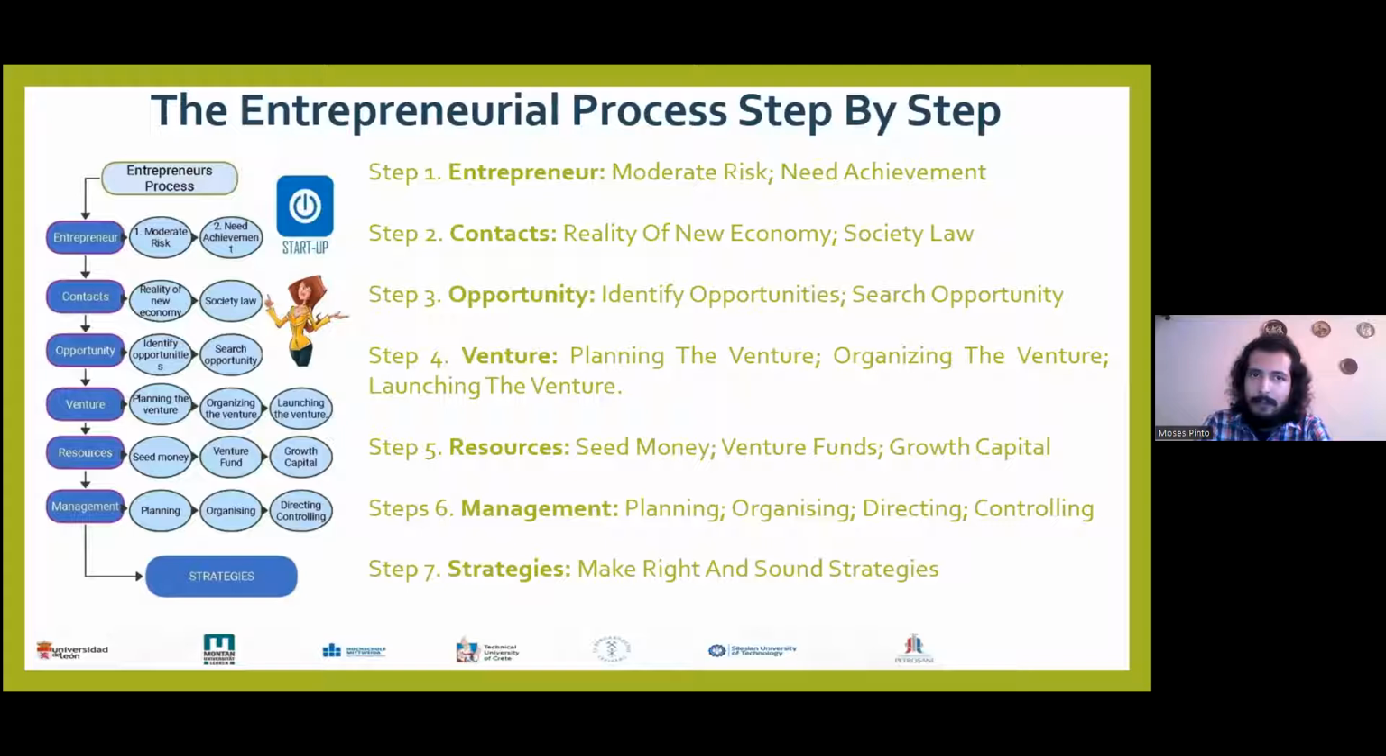For step one, we have the entrepreneur himself or herself. Step two involves contacts. Step three involves opportunity and its identification. Step four is the venture, that is, launching the entrepreneurial venture in the form of a business. Step five involves gathering the resources in the form of capital and other kinds of funding. Step six involves the management, that is, looking into the day-to-day management. And step seven involves strategies towards making right and sound decisions towards keeping the entrepreneurship activity consistently going forward.